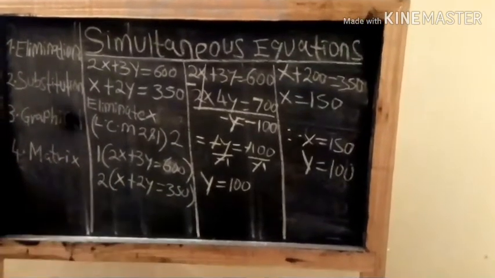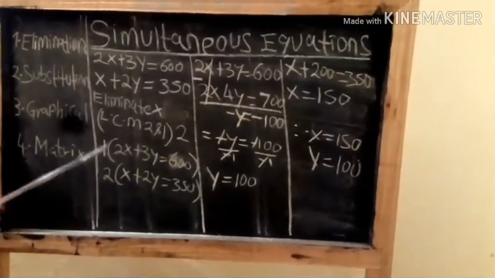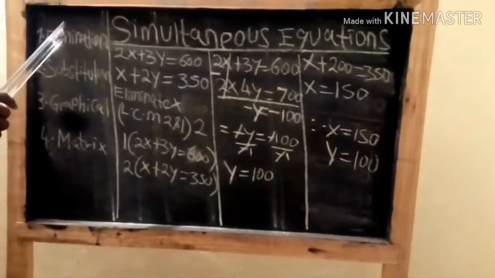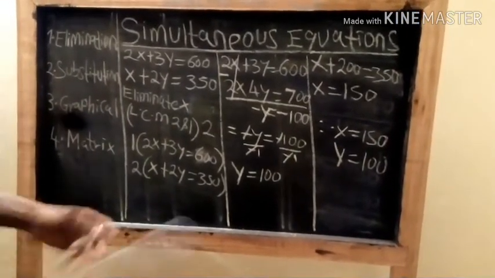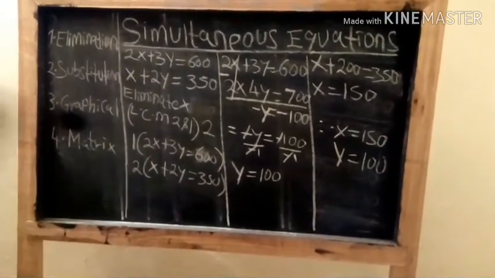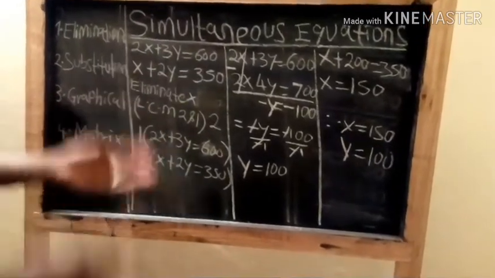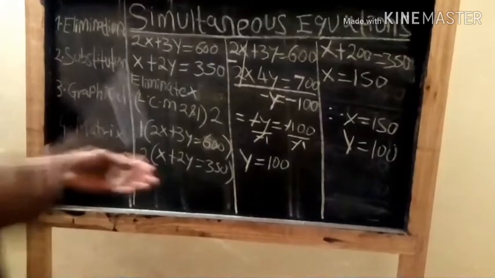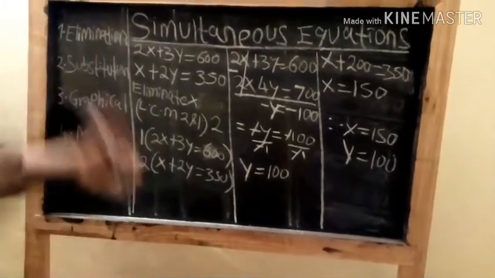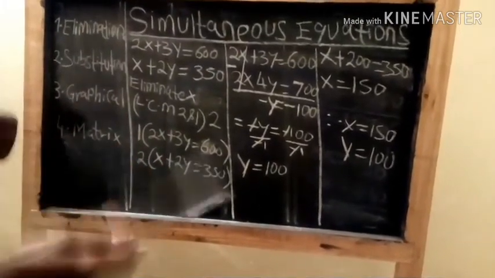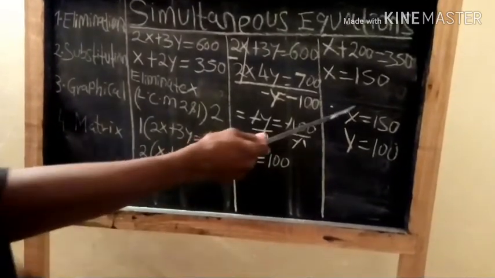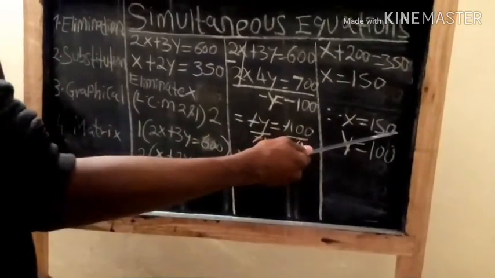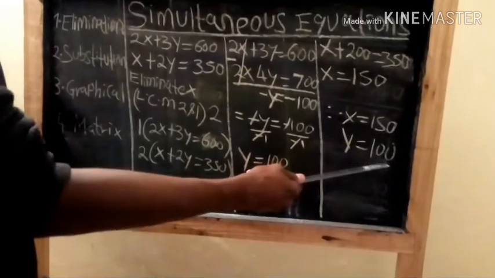So that is how it goes. So the method we have used is called the elimination method. So you can as well prove your answer to know whether you are right or not. Though during the exam you won't have that time, but when doing revision you can prove whether you are right. So where there is x, you replace by 150, where there is y, you replace by 100.